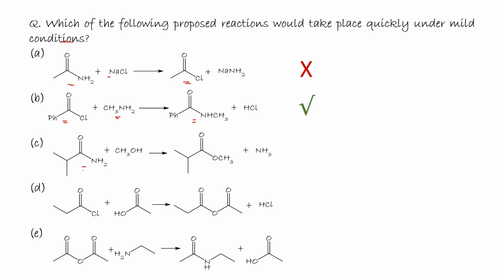We have here an amide with alcohol to form an ester. Which one is more reactive? Of course, the ester is more reactive than the amide, so this reaction will not take place. Acid chloride with carboxylic acid to give anhydride. Acid chloride is more reactive than anhydride, so this reaction will take place. Anhydride with amine to give an amide. Of course, anhydride is more reactive than the amide, so this reaction will take place.